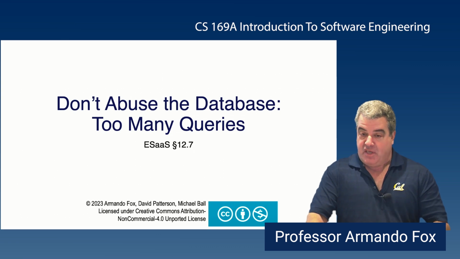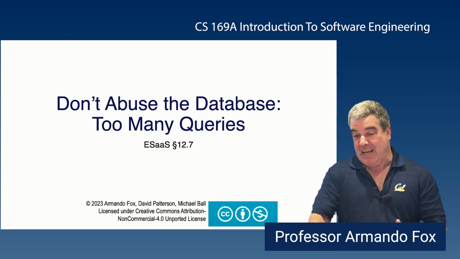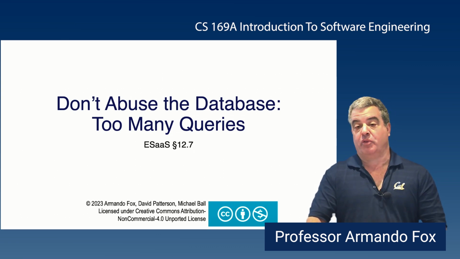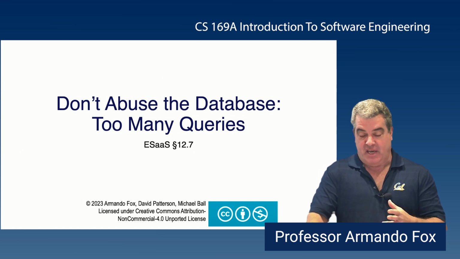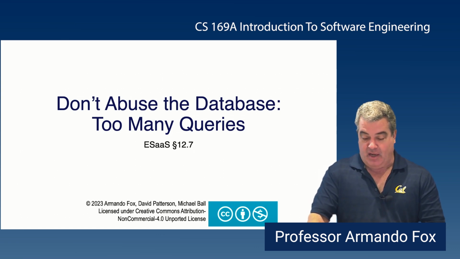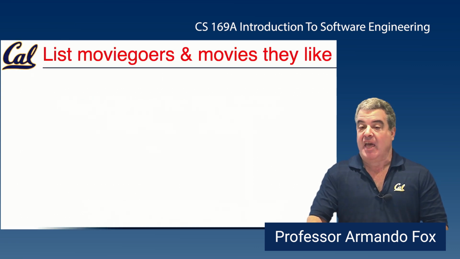We talked about indices as one way of doing that. We've talked about caching as a way to reduce both computation time and the load on the database. And one more technique that we're going to talk about is accidentally abusing the database with too many queries. So this is called the N+1 query problem. And in a minute, you'll see why.